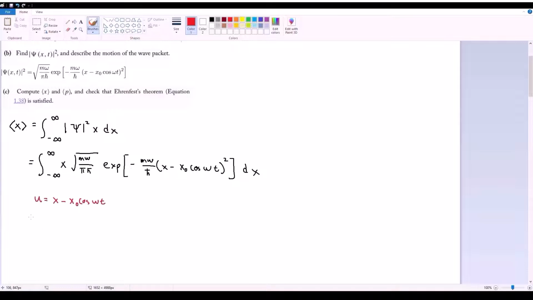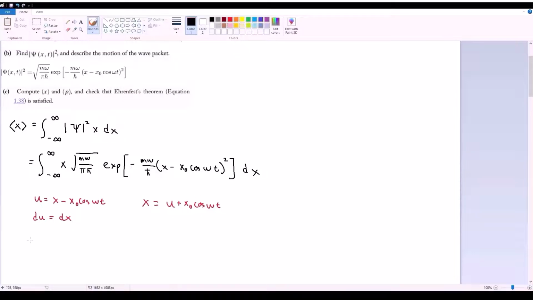And by this logic, since x naught is a constant and omega and t have no dependence on x, du by dx is going to equal just 1. So du is going to equal dx. And then similarly, if we want to reverse this relation, x is then going to be equal to u plus x naught cosine of omega t.